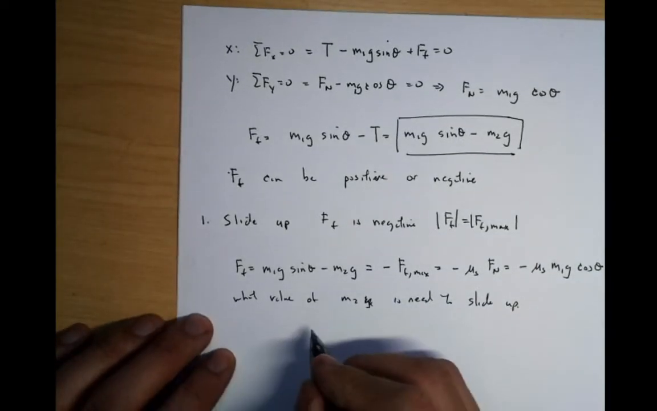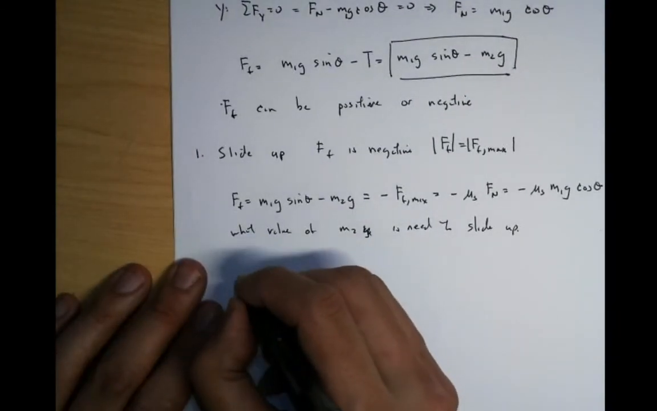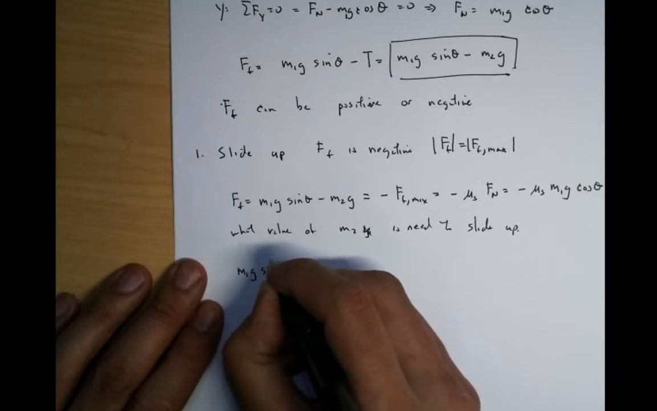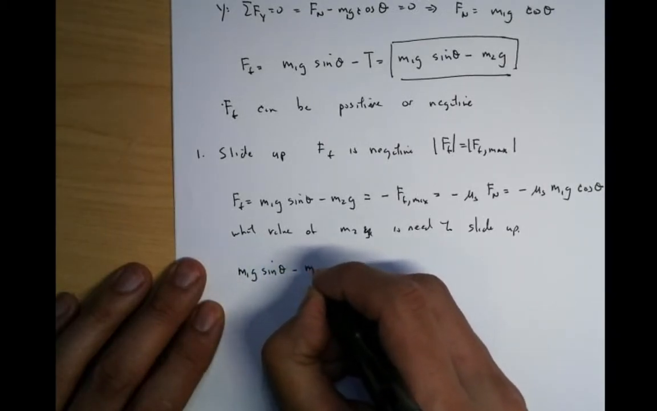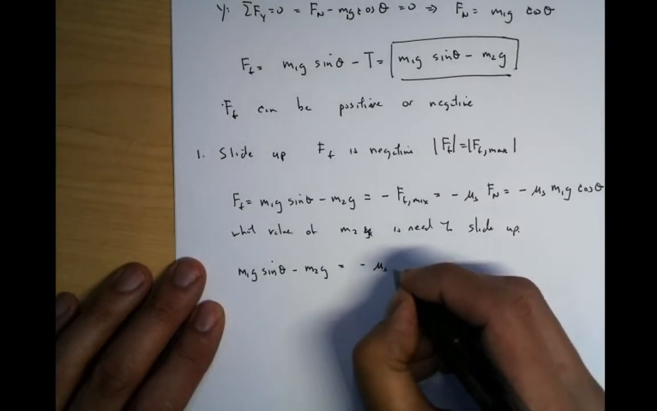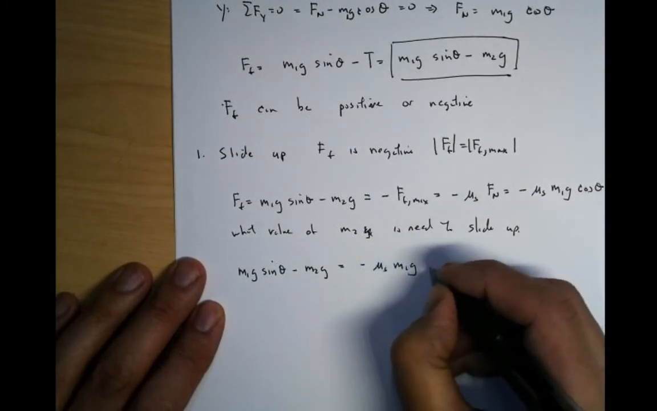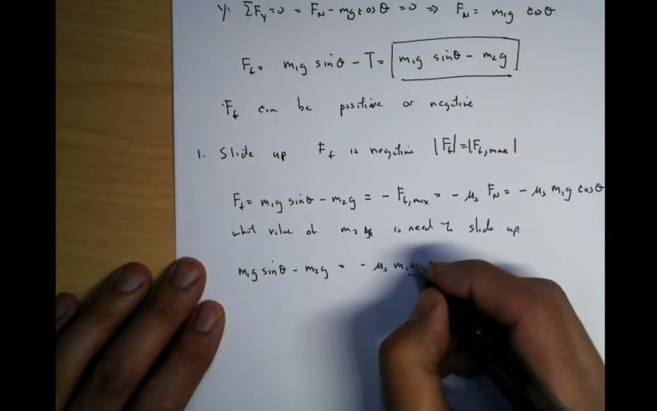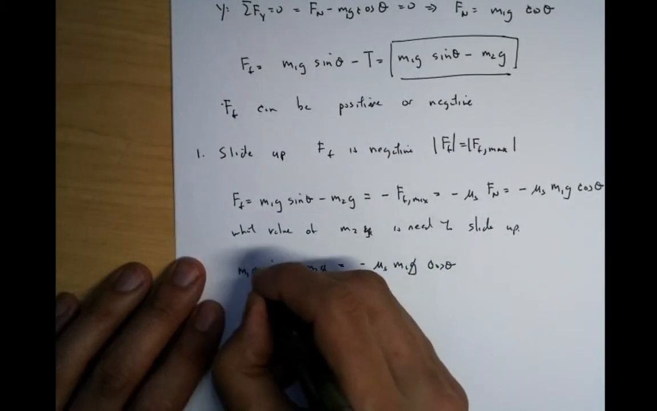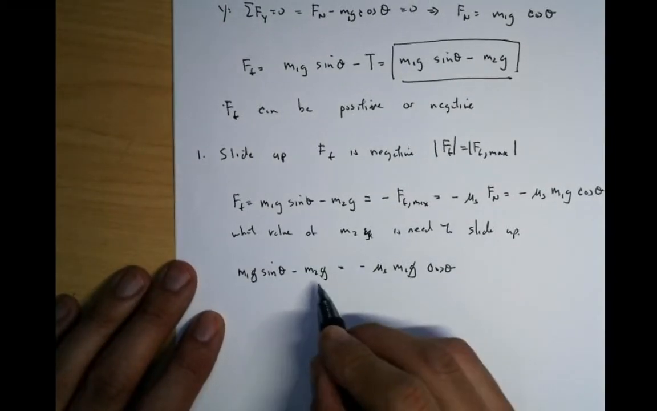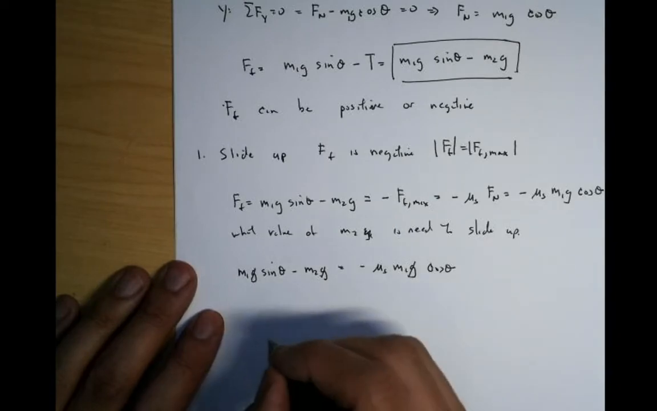Let's write everything out now. m1g sine theta minus m2g is equal to minus mu sub s m1g cosine theta. That's just that equation right there. Let's take off all the g's now. And now I could go ahead and solve for m2.